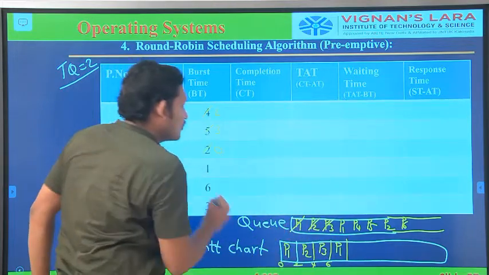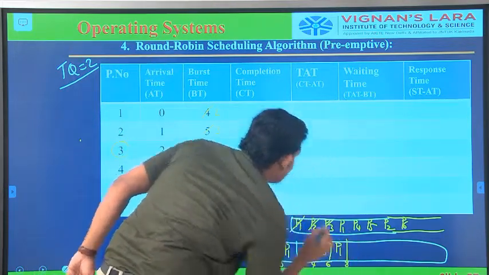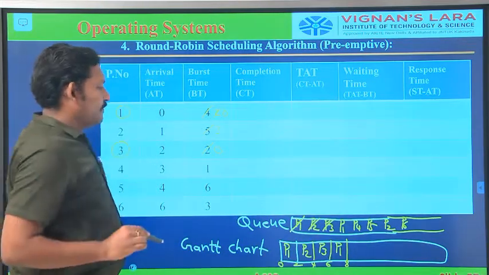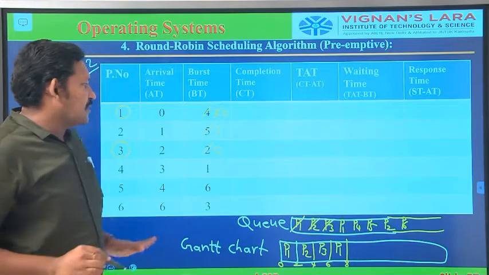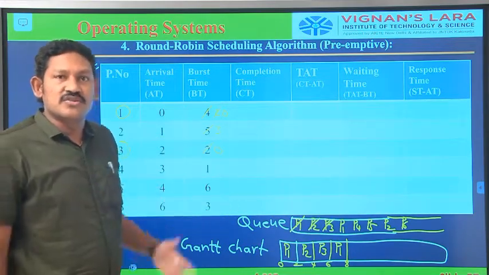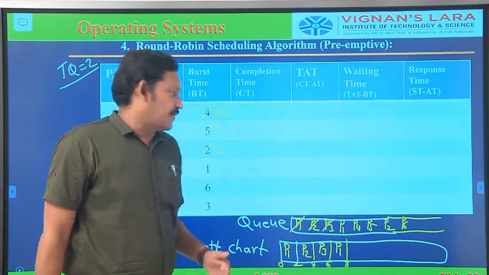P1 will be executed for 2 seconds. That is 6 plus 2, 8. So now this will become 0 and P1 is over. Okay. So all the processes are available and we don't write P1 again because P1 is already completed. Its execution is completed. So we need not write it again.